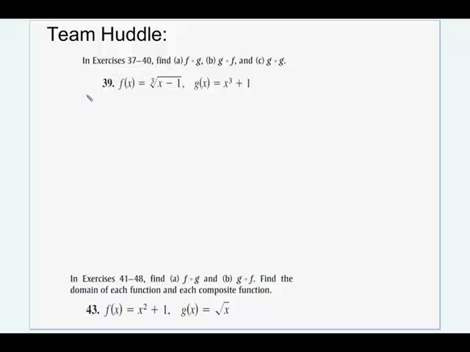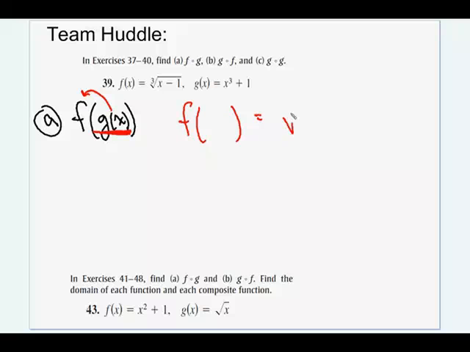Alright, number 39, we're going to do part A, F compose G, or F of G of x. And that's telling me I'm going to take the G function as my inner function and put it into the F function. So my F function, F of something, was equal to the third root of something minus 1. I've just rewritten my F function with a placeholder. Now that something is going to be the whole G of x function. So I'm putting the G of x function in there. And G of x is x to the third plus 1.